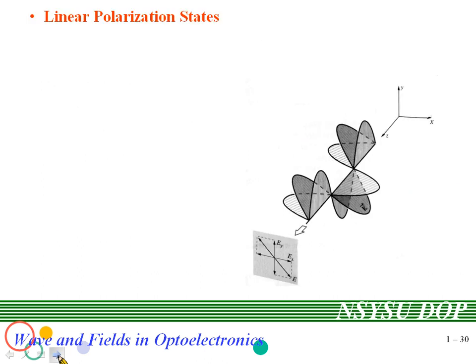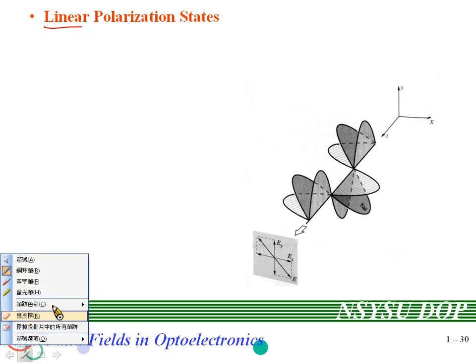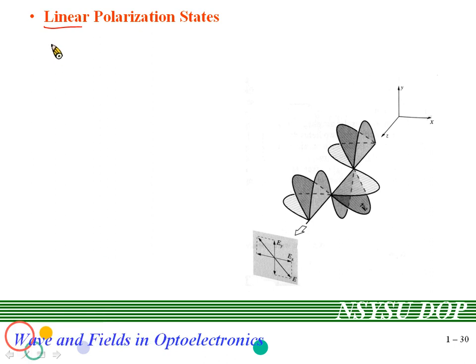The first polarization we consider is the linear polarization state. For linear polarization, the E field always points to the same direction.